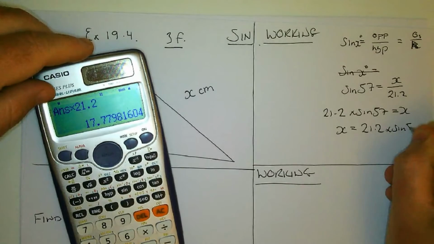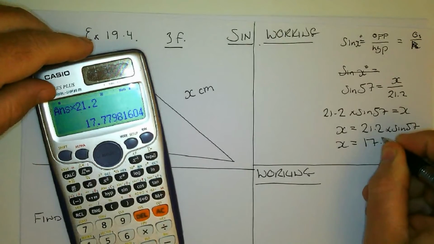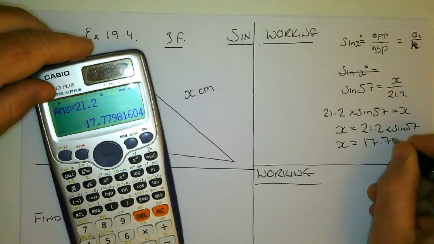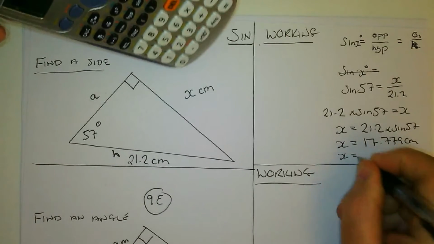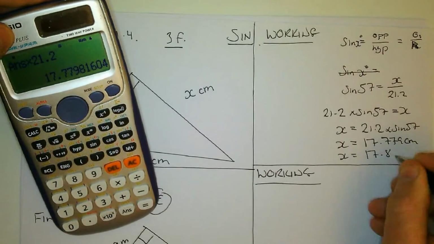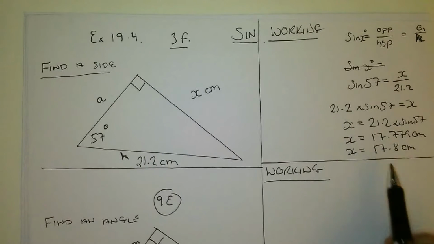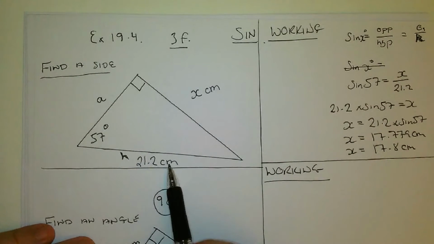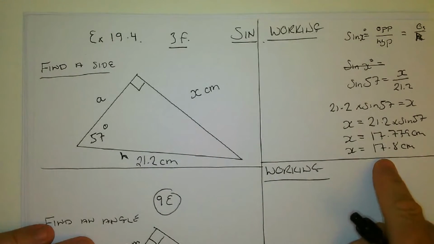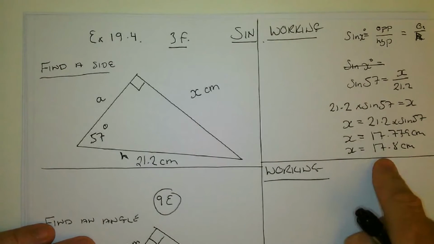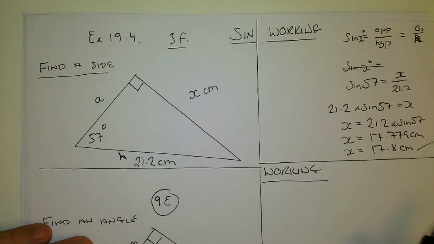So x equals 17.779, it's centimetres. So x equals 17.8 centimetres. Now we double check. Just before you finish, the biggest side's 21.2. So that's okay, because that's a smaller side. If you ever got something like 28.9, you've made a mistake. So that's to be checked, because your biggest side is always opposite 90 degrees. So I'm okay with that.